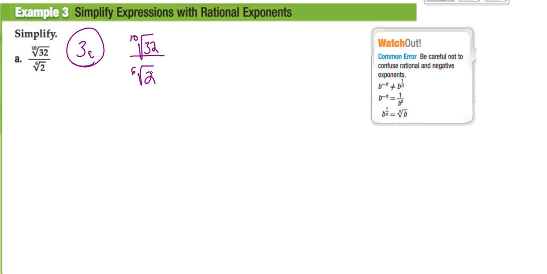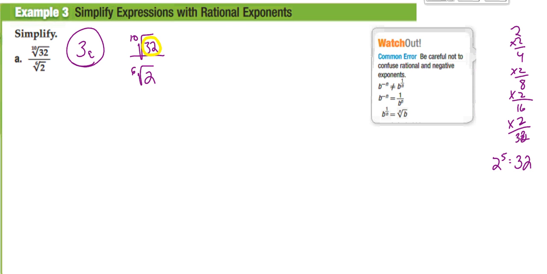You want to be pretty well versed with your powers of 2. So 32, maybe I'll go way over here. 2 times 2 is 4, times 2 is 8, times 2 is 16, times 2 is 32. So 1, 2, 3, 4, 5. So 2 to the 5th equals 32, just to keep that in mind. There are several ways that we can do this. We'll put it in fractional exponents and see what happens.